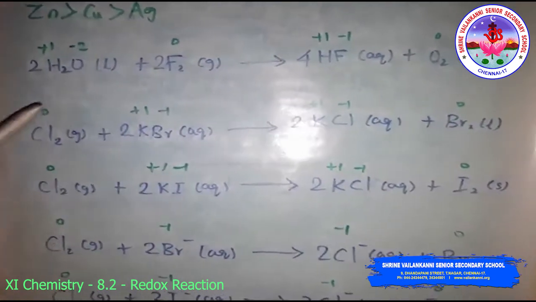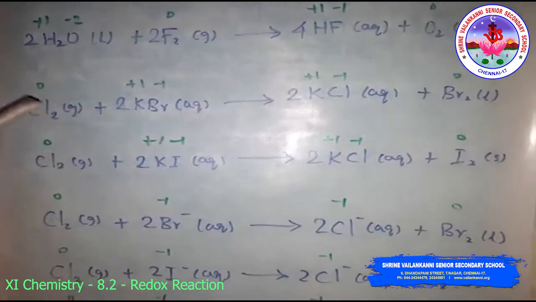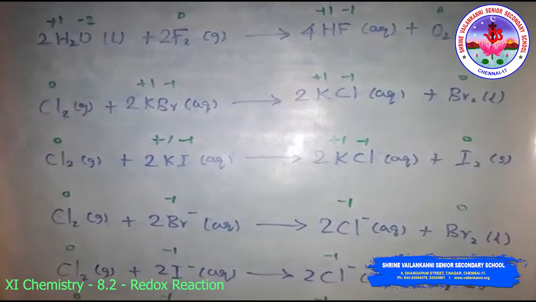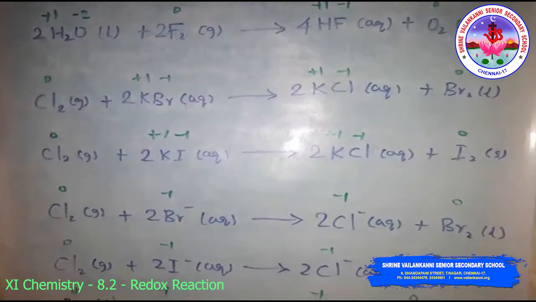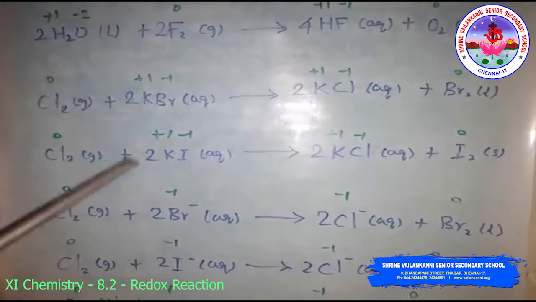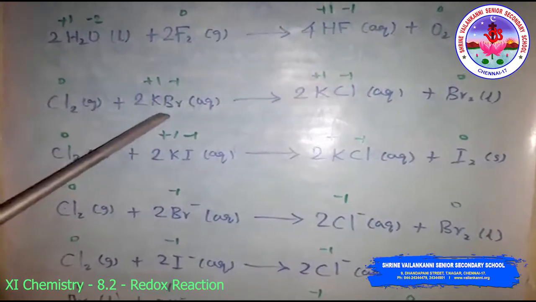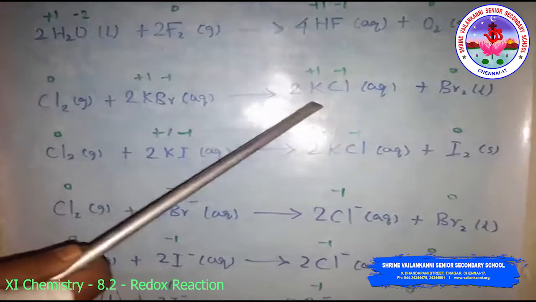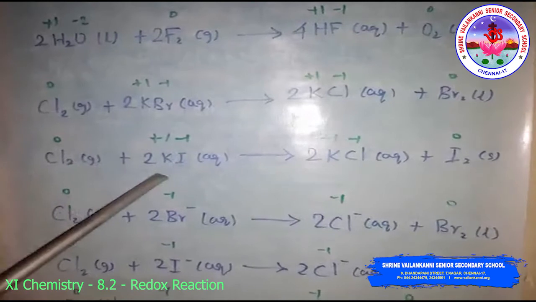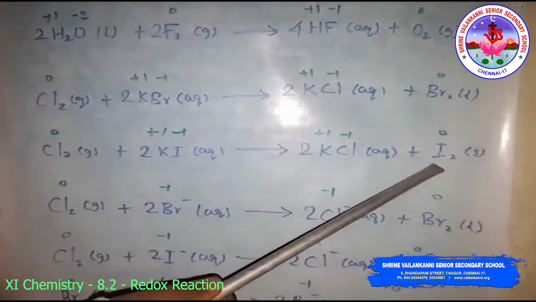It is for this reason that the displacement reactions of chlorine, bromine and iodine using fluorine are not generally carried out in aqueous solution. On the other hand, chlorine can displace bromide and iodide ions in aqueous solution. Look at this reaction: chlorine reacts with potassium bromide to form potassium chloride and liquid bromine. Similarly, chlorine gas reacts with potassium iodide to form potassium chloride and iodine.